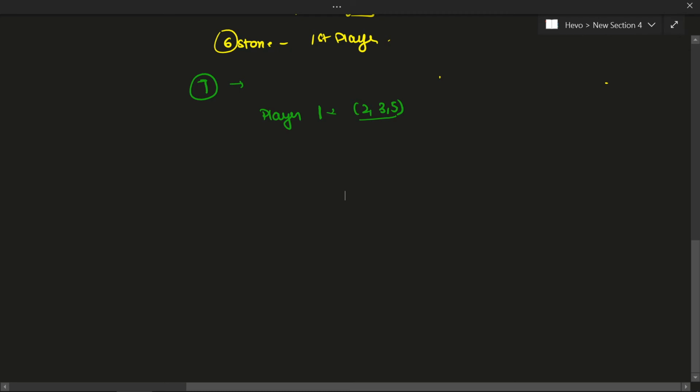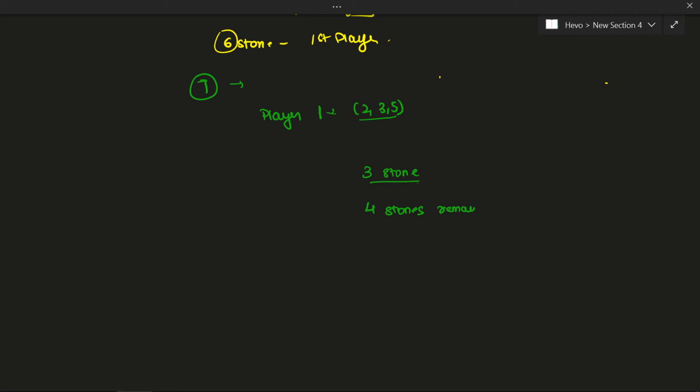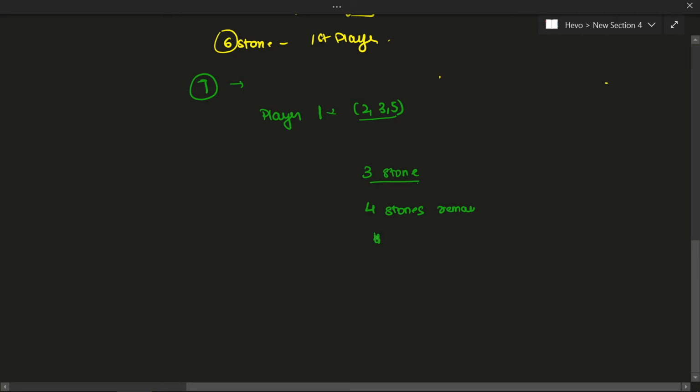Right. So what if we remove three stones from the pile? We have four stones remaining, right? Because if we remove three stones, we have four remaining, and Bob will be very smart. He can remove two stones, or he can remove all four stones, right? So what he does is remove two stones, let's say, for example. Then player one will remove two stones, and Bob will lose the game here, right?